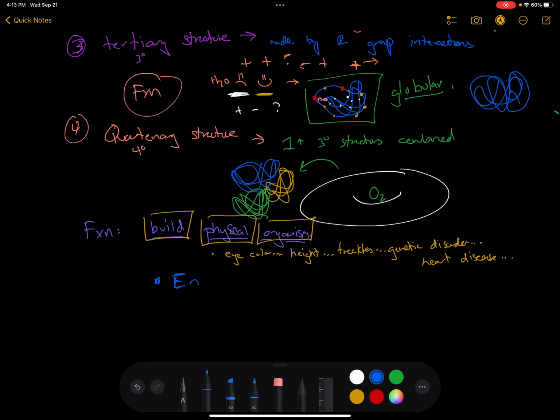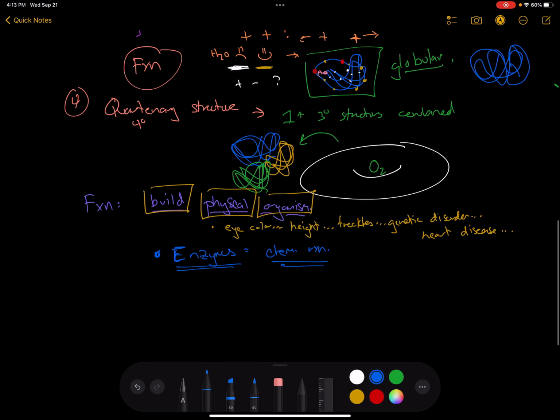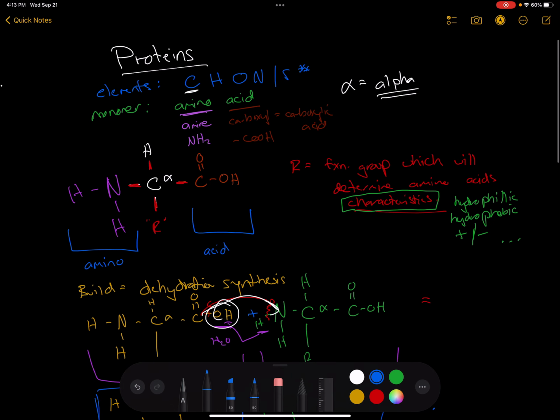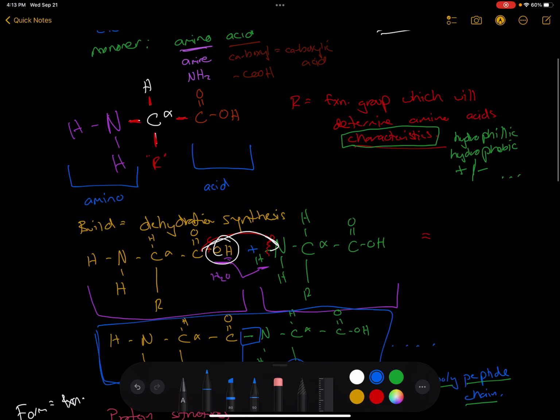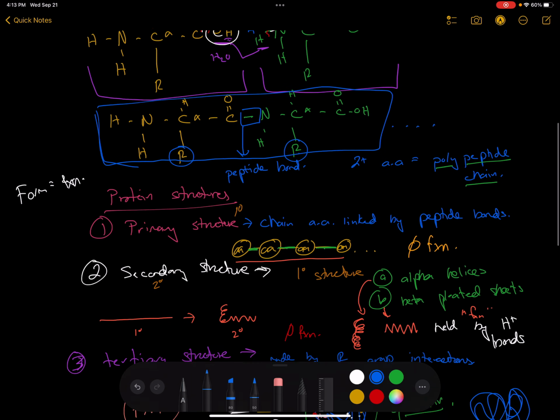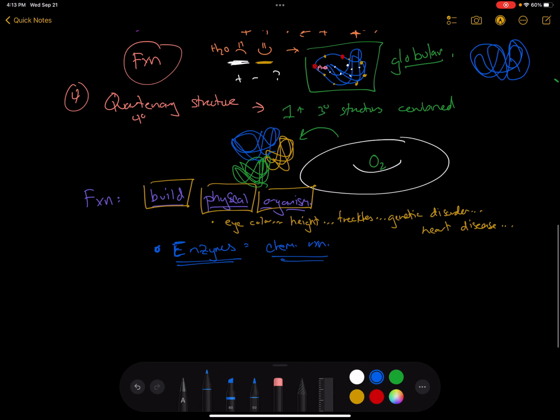Special case, these are called enzymes. Enzymes help chemical reactions inside our bodies. But we'll talk more about enzymes on another day. I think this is everything you need to know for proteins. We have elements, we have monomers. We talked about how we build a polypeptide chain, and then once we have that polypeptide chain, the different structures it takes. And then what proteins do.